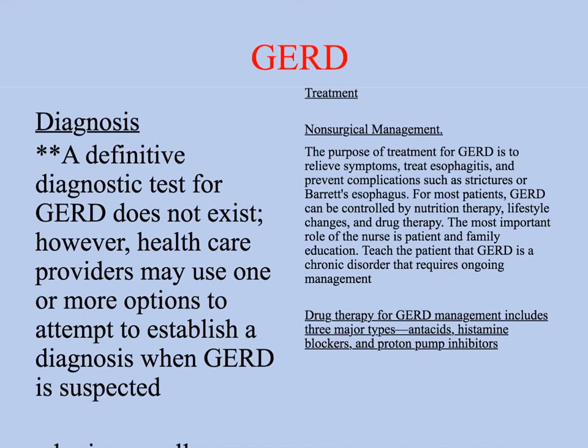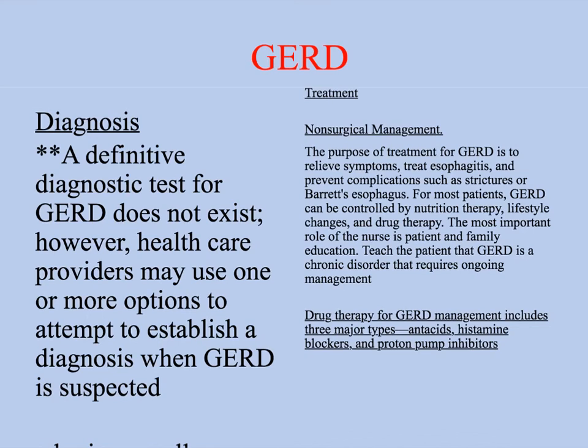There are 3 major types included in this: the antacids, histamine blockers, and proton pump inhibitors. Antacids typically help because they elevate the pH level of the gastric contents, making it more alkaline, so it's not quite as irritating. Sometimes the patient can just get by with doing some antacids. Sometimes when a patient has more frequent symptoms of GERD, they might have to go on to the histamine blockers.